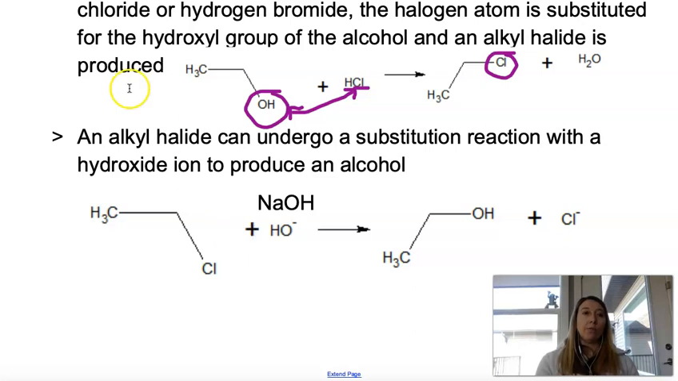So those are the first two types that can undergo substitution. We can take an alkyl halide and turn it into an alcohol by adding that hydroxide ion or sodium hydroxide, or we can take an alcohol and turn it into an alkyl halide by adding an HX or an HCl to it, or an HF or an HBr or an HI.